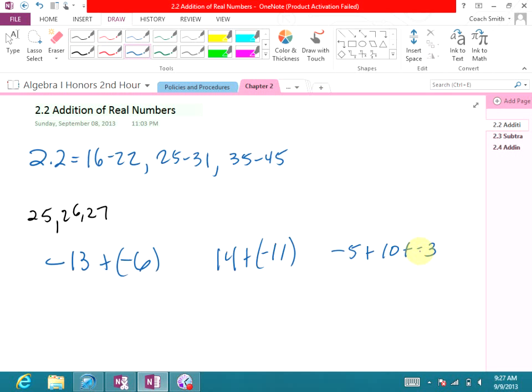Top one's not. Yeah, but what's the sign? No, it's multiplication that two negatives equal a positive.